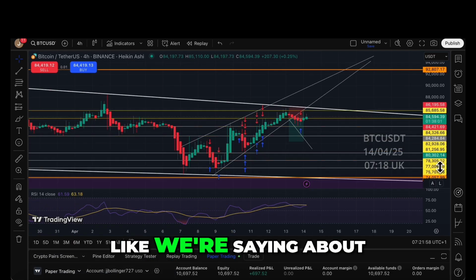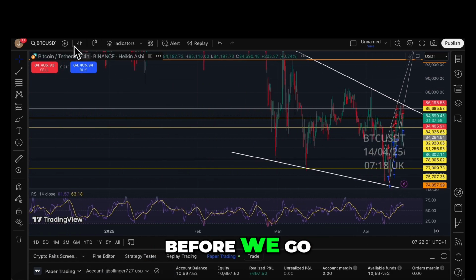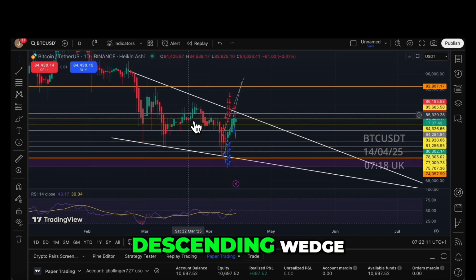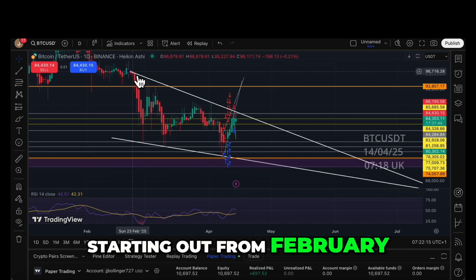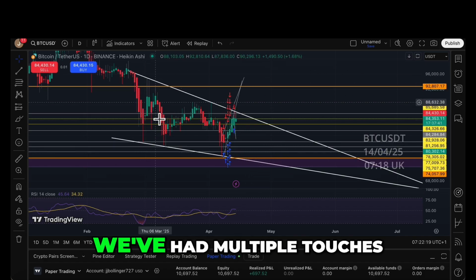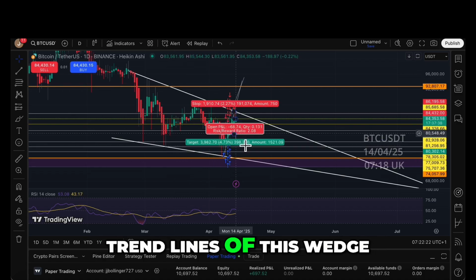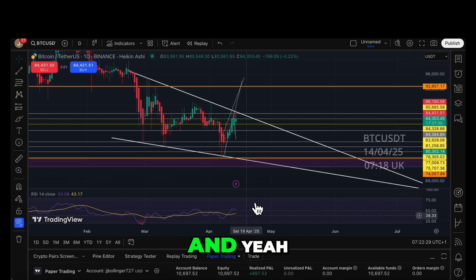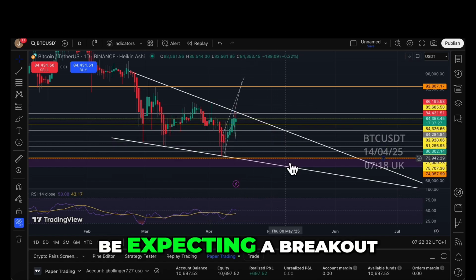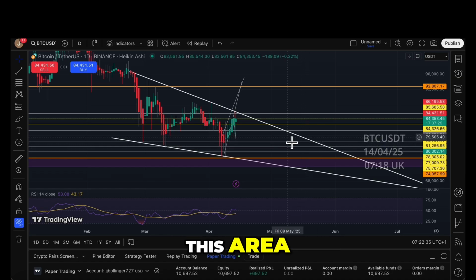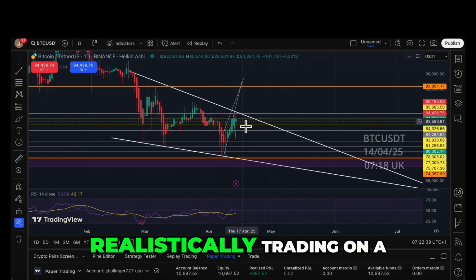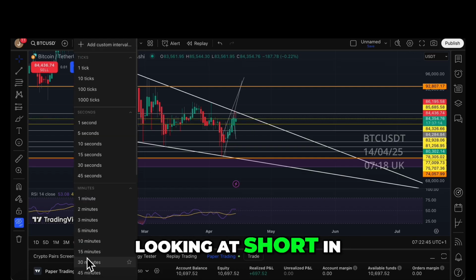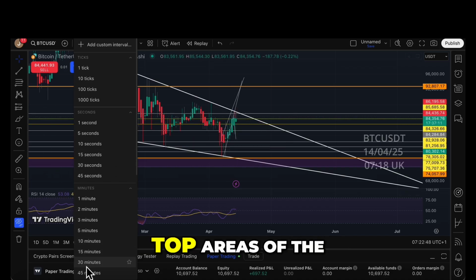I think that's it. Like we're saying about the larger time frame, just before we go, let's get the day chart out. We are looking at this descending wedge starting from the 23rd of February. We've had multiple touches on both of the trend lines of this wedge. Let me just remove these position orders. And yeah, we're still very early into it. I would be expecting a breakout to at least around this area, but anything's possible. So realistically, trading on a shorter time frame, it would probably be better to be looking at shorting the market now, as we've now reached these top areas of the trend line.